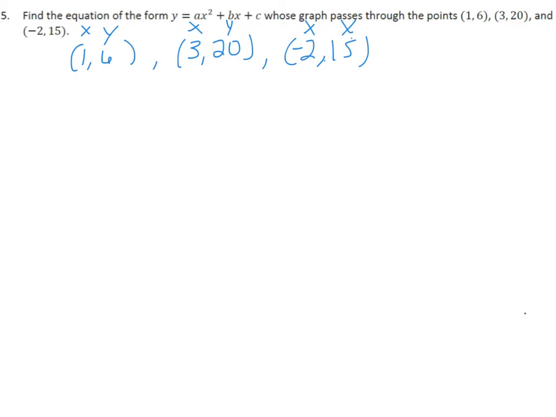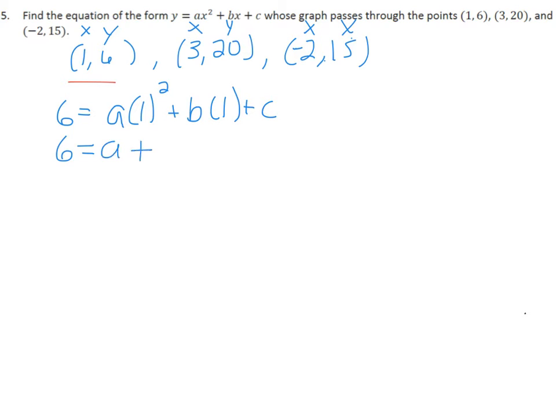So using the first one here, if we look at 1, 6, we can write that as 6 is equal to, just plugging into the equation that we do want, ax squared plus bx plus c here. We have 6, our y value, is going to equal a, what we're trying to find, times 1 squared, our x value, plus b times 1 plus c. So we can rewrite that as 6 is equal to a plus b plus c. And we're just going to do the same thing for all the other ones as well.